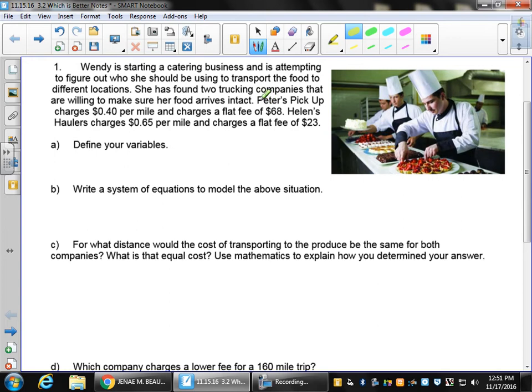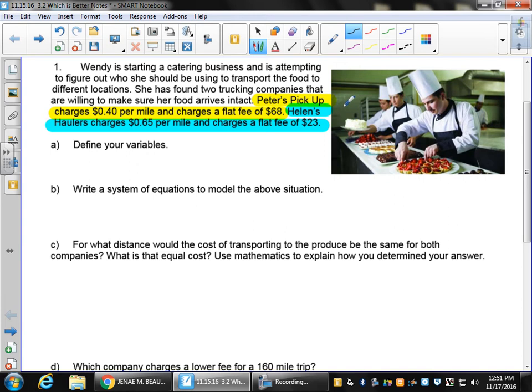Here's my first company. Peter's Pickup charges 40 cents per mile and charges a flat fee of $68. Helen's Haulers charges 65 cents per mile and charges a flat fee of $23. Define your variables.